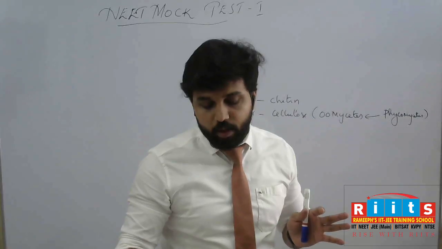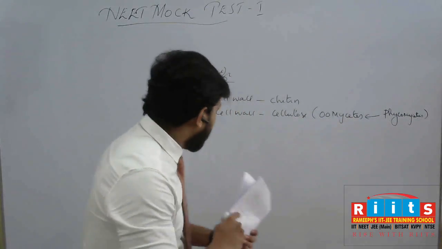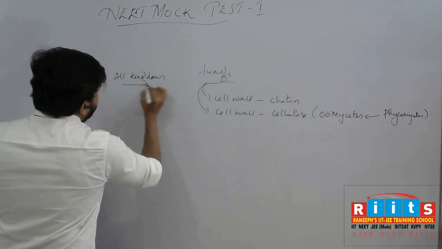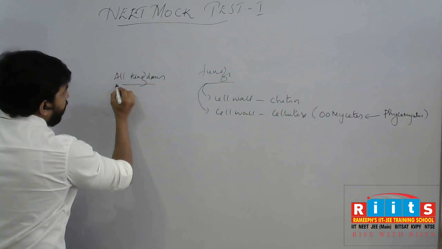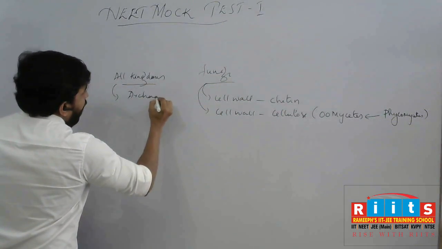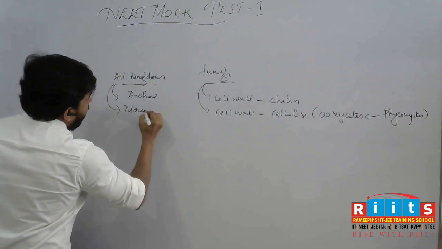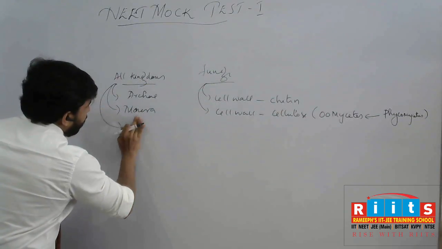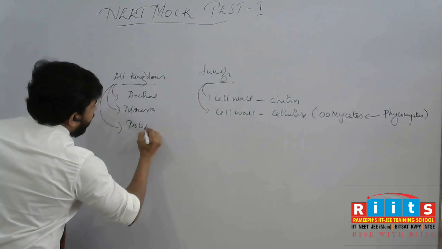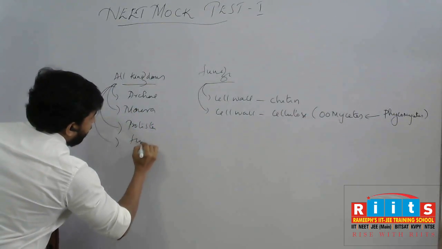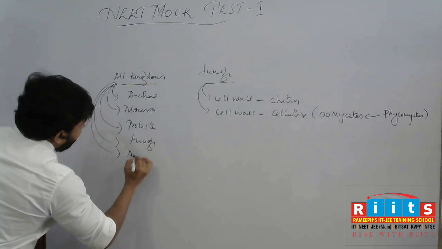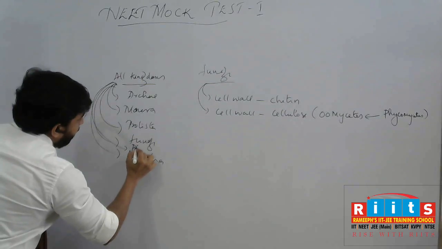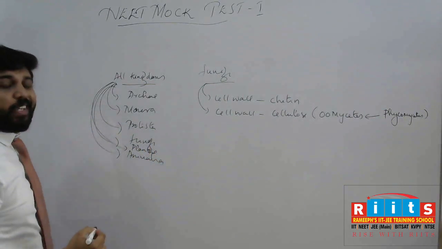Mitochondria, the powerhouse of the cell, in all kingdoms. All kingdoms include Archaea, Monera, Protista, Fungi, Animalia, and also Plantae. So here 6 kingdom classifications are there.